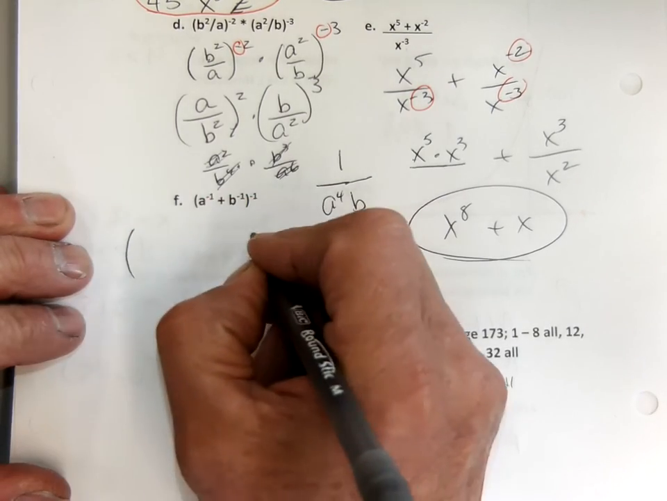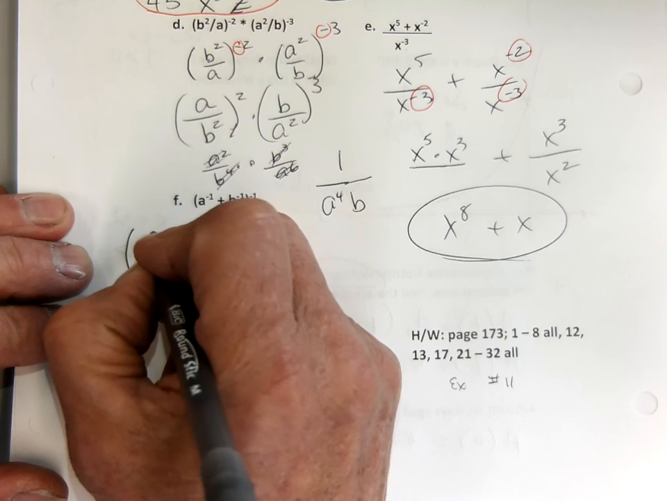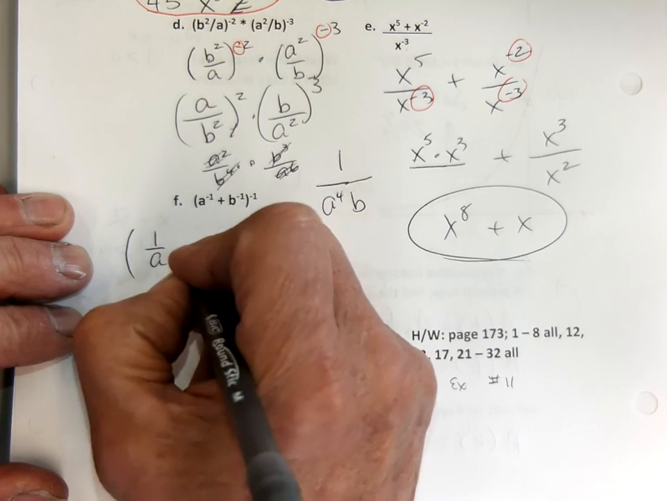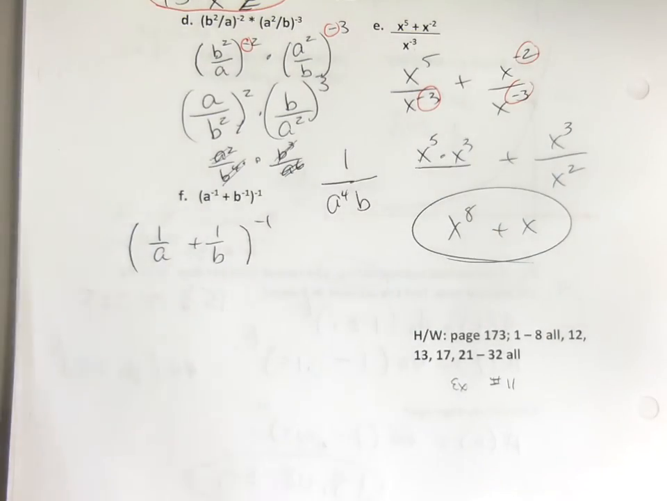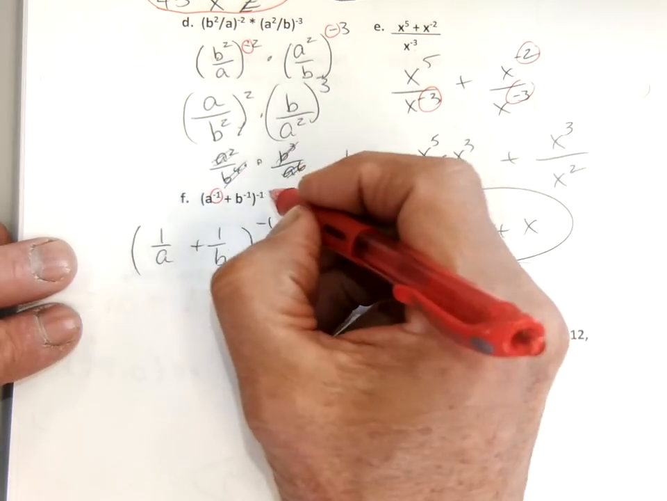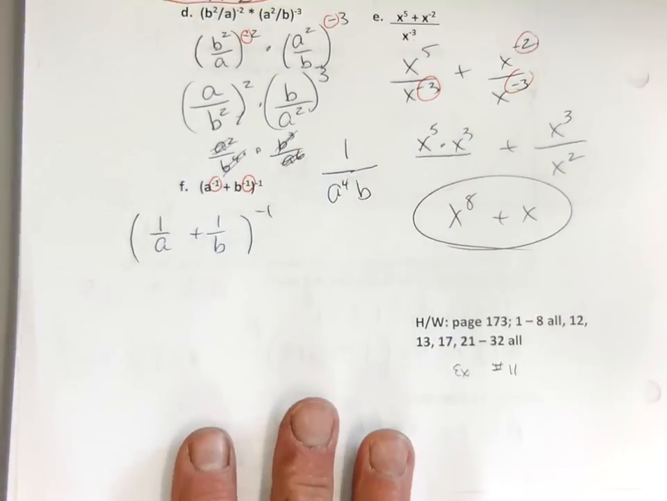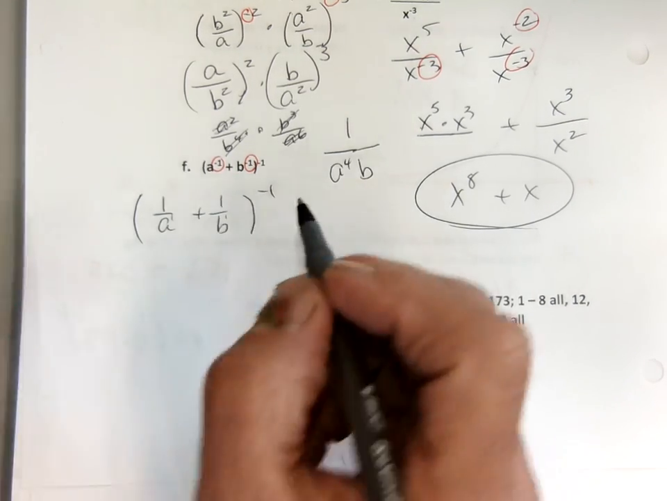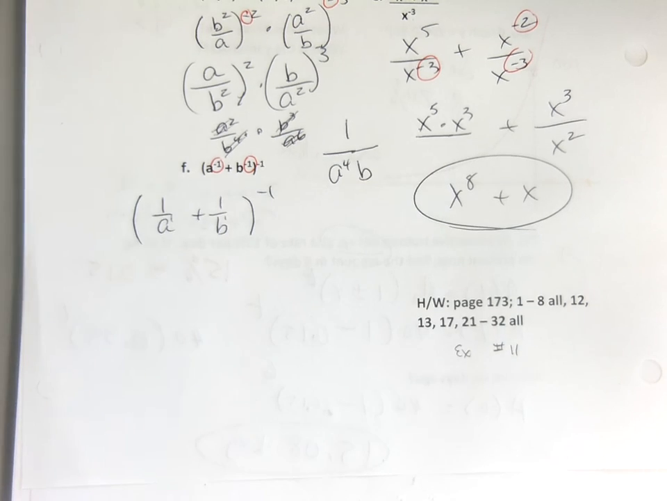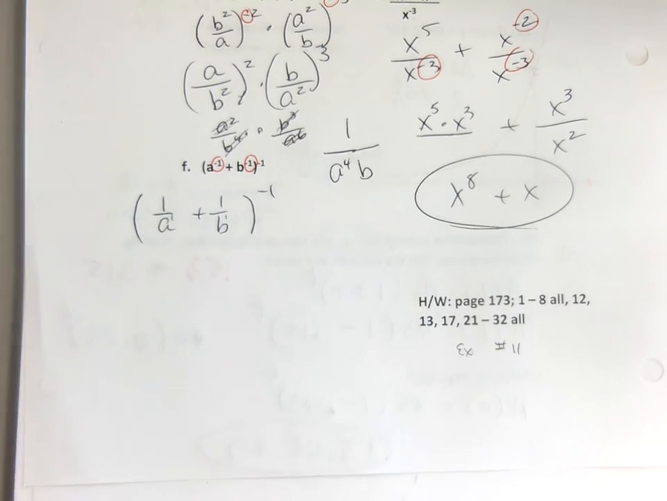So I'm going to start out F like this: 1 over A plus 1 over B, to the negative 1. Okay, that's all I did. So all I did is I applied those two negative exponents, okay? That's all I did. And there's an invisible 1 there and 1 there, but I don't really need it, okay? Everybody okay with that first step?